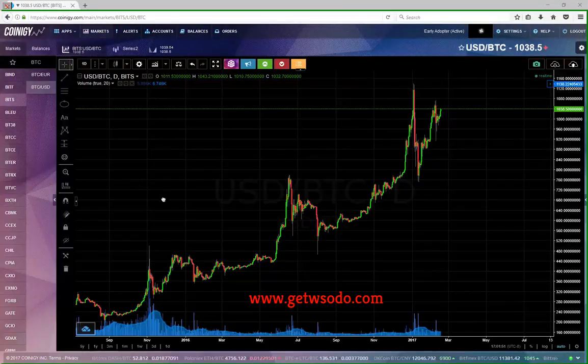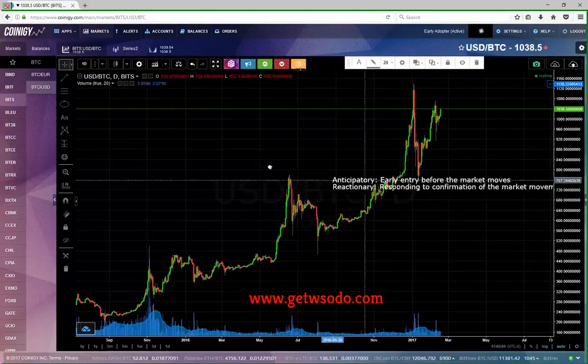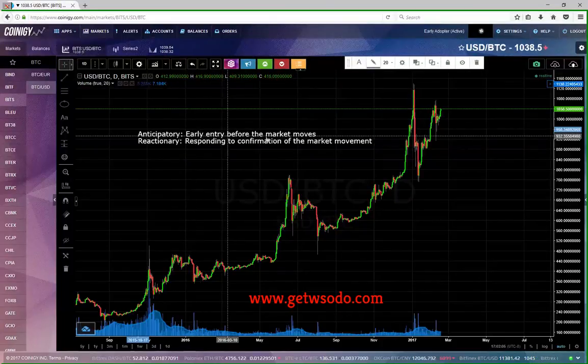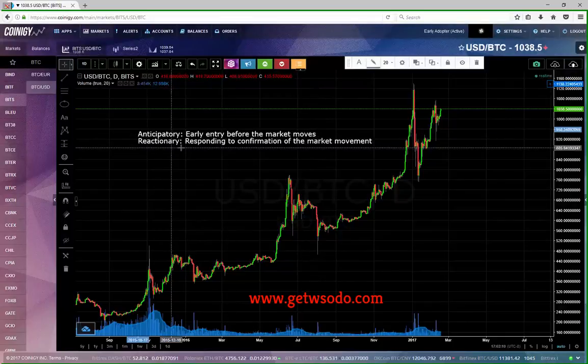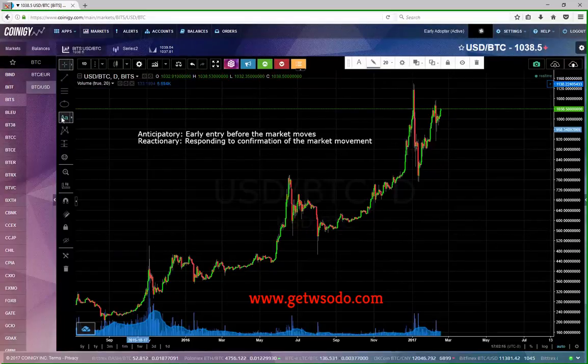So in this section, I'm going to show you the difference between anticipatory trades versus reactionary trades. Anticipatory trades means to get an early entry before the market actually makes a move, right? And a reactionary trader is responding to confirmation of the market moving. So let me show you an example of this.